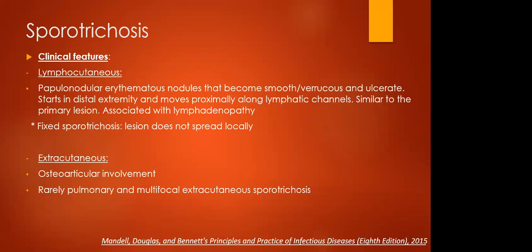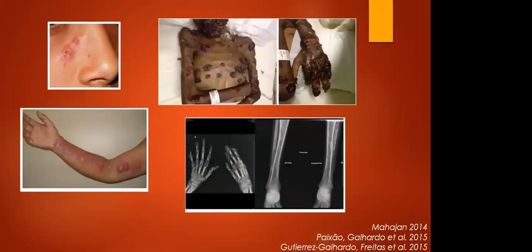And it does have extracutaneous manifestations, so you can have osteoarticular involvement, and this usually affects the major joints of the extremities, so patients can have synovitis with sinus tracts. And then pulmonary and multifocal extracutaneous sporotrichosis usually presents with cavitary lesions in the lung with parenchymal infiltrates, and you can have quite extensive cutaneous disease.